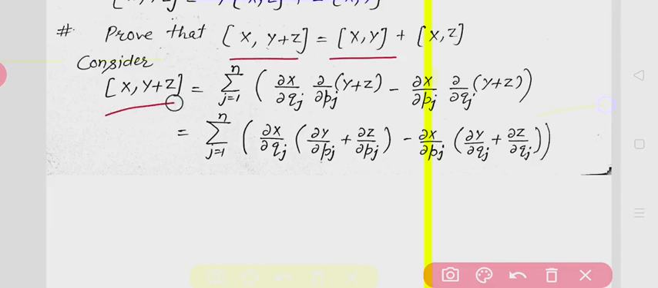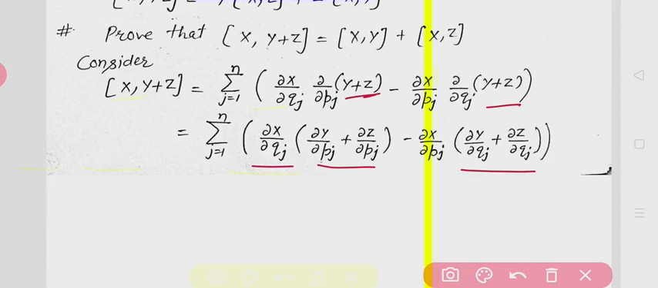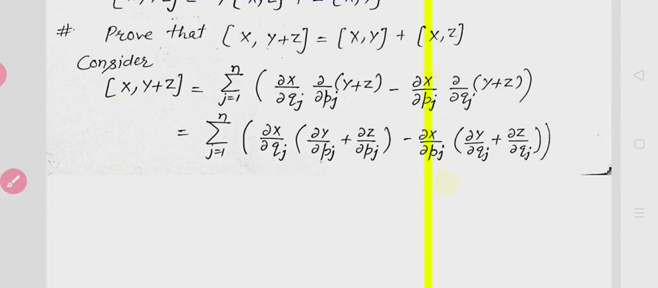If I consider this one, according to the definition, summation j is varying from 1 to n, partial derivative of first with respect to qj, second with respect to pj, minus partial derivative of first with respect to pj, of second with respect to qj. Now you take the partial derivative of this bracket, y with respect to pj plus z with respect to pj, minus of this one. So when you collect the terms x with respect to qj, y with respect to pj, minus x with respect to pj, y with respect to qj, collect in one summation and the other in a second summation.